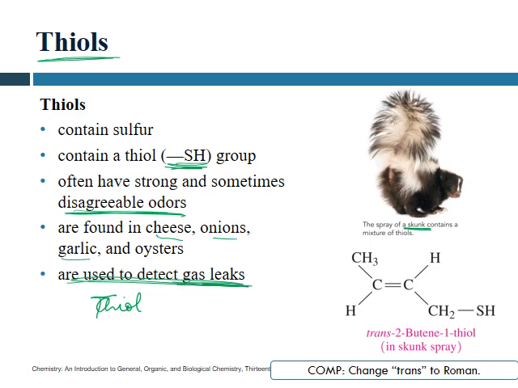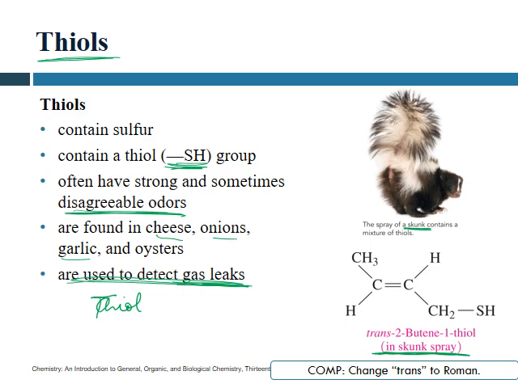Okay. All right. So now, how do you name thiols? We'll name the thiols the same way we have been naming the other compounds. And this time, thiol will be given the preference. So thiol should get the smallest number possible. For instance, this is the compound that is present in skunk spray, because of which it smells so bad. It is trans-2-butene-1-thiol.